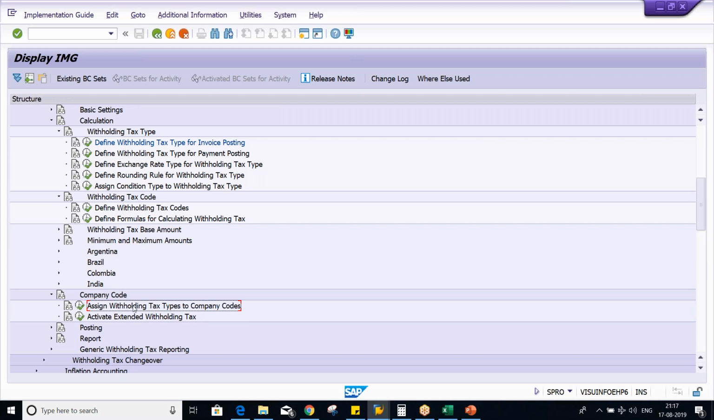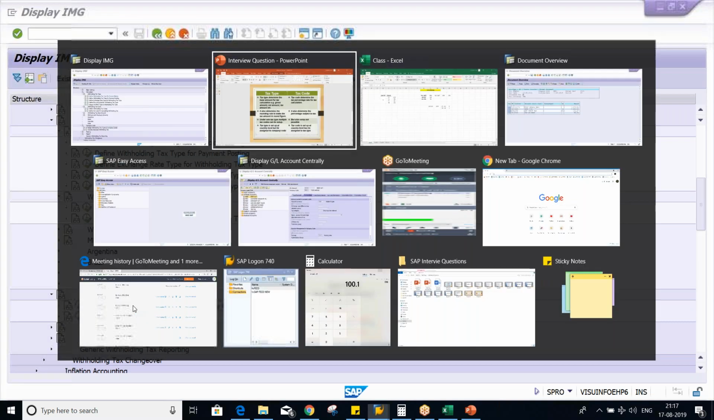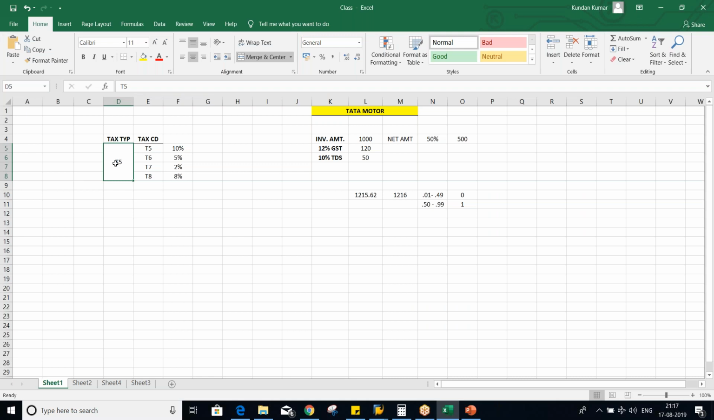So whichever tax types you have set up, those tax types are going to be assigned. Where are they assigned? Against the company code. Let's suppose your company code is PM01; then against this company code, the tax type is going to be assigned.